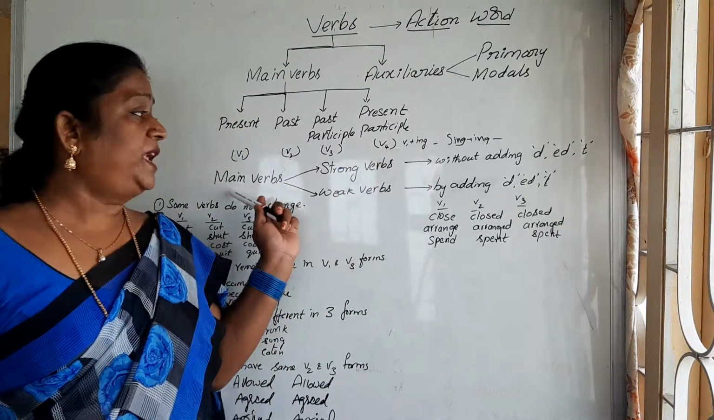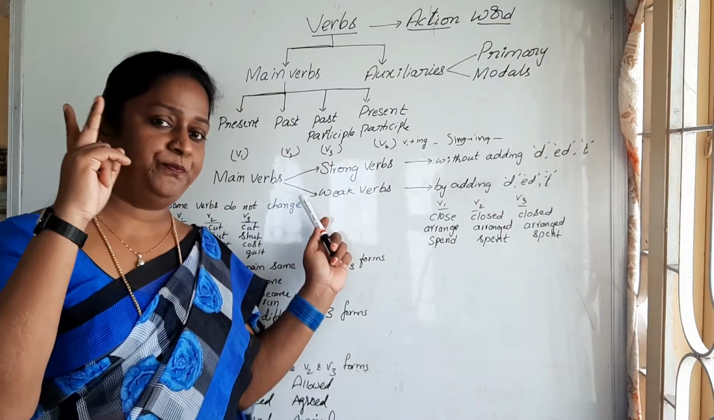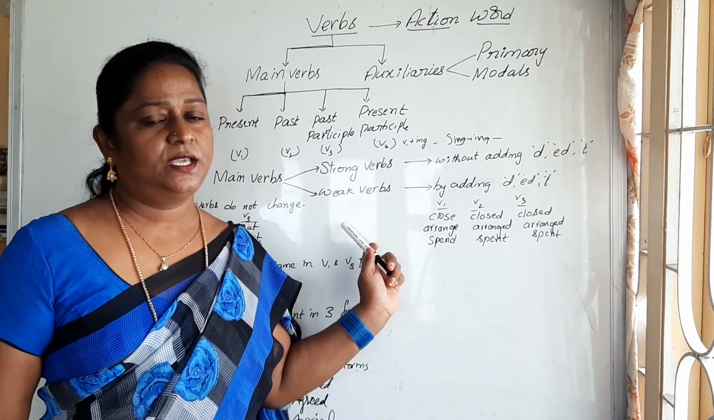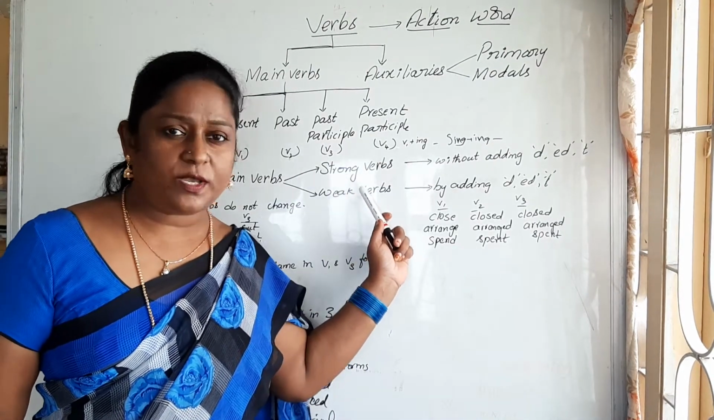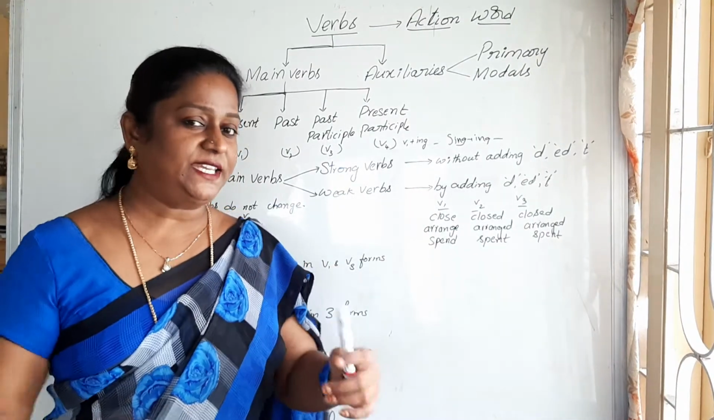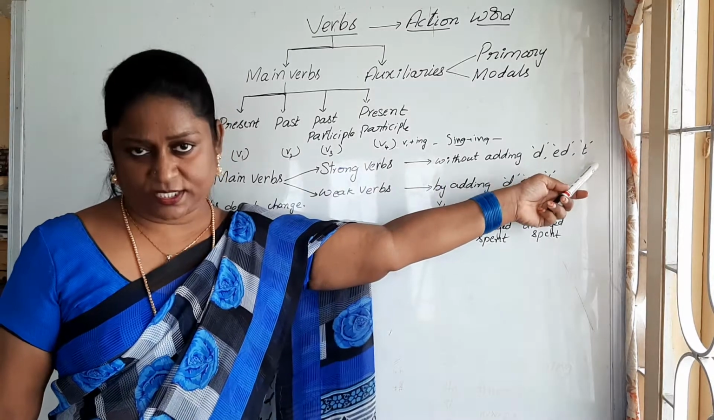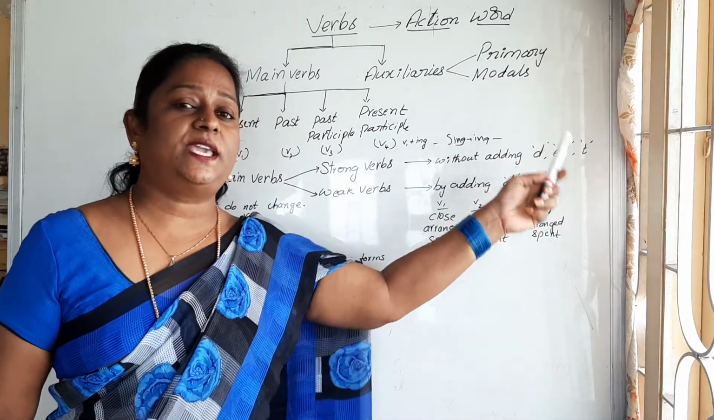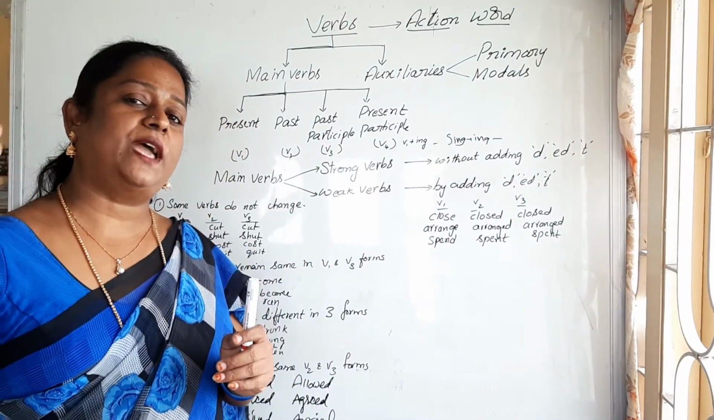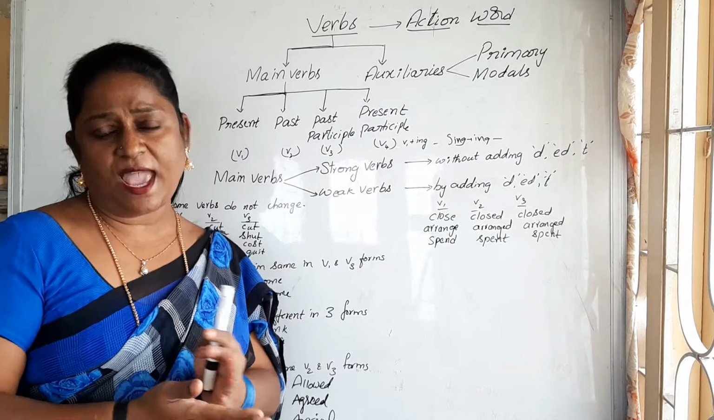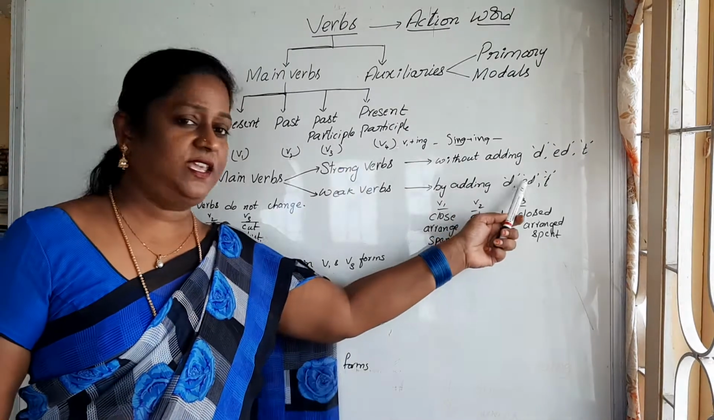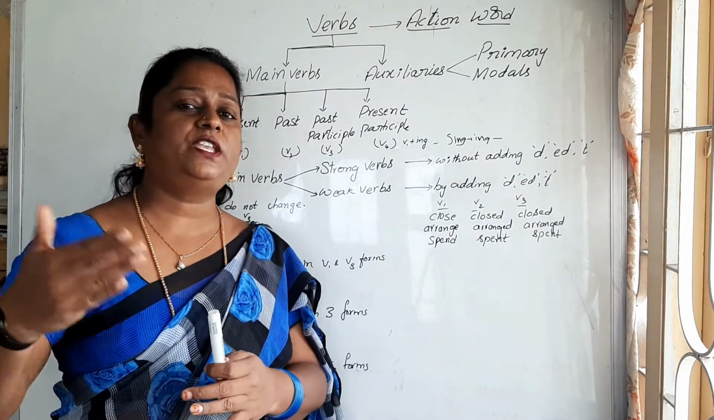And now, main verbs are again divided into 2. One is strong verbs and the other one is weak verbs. Strong verbs are the verbs which do not take help or support of letters like D, ED or T. So without taking support of these letters, the strong verbs form V2 and V3 forms of the verbs. Whereas weak verbs take support of D, ED or T to form V2 and V3 forms.